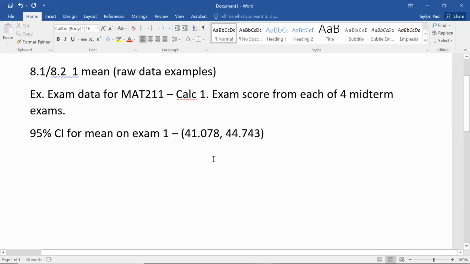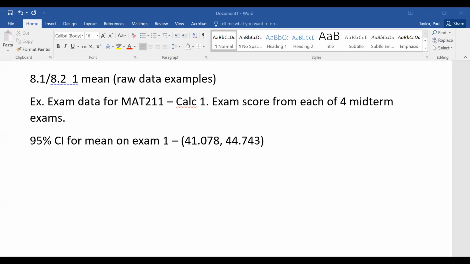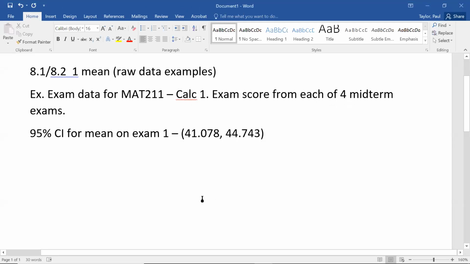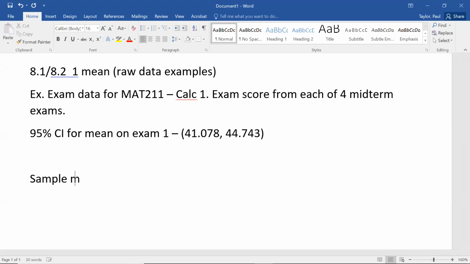Okay, I did want to do a follow-up on this first example using the same data since we already have it loaded in there. Remember that our sample mean on exam 1 was about 43%, or 43 out of 50. Now, it was like 42.9 or something like that.